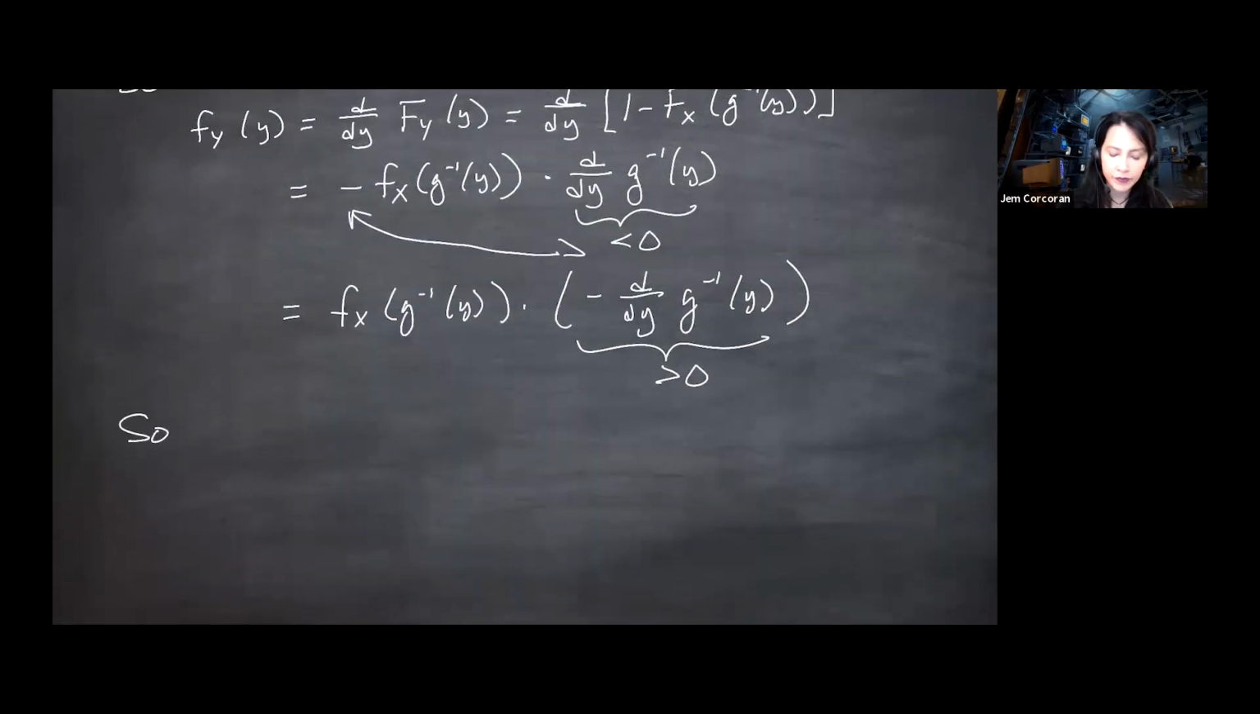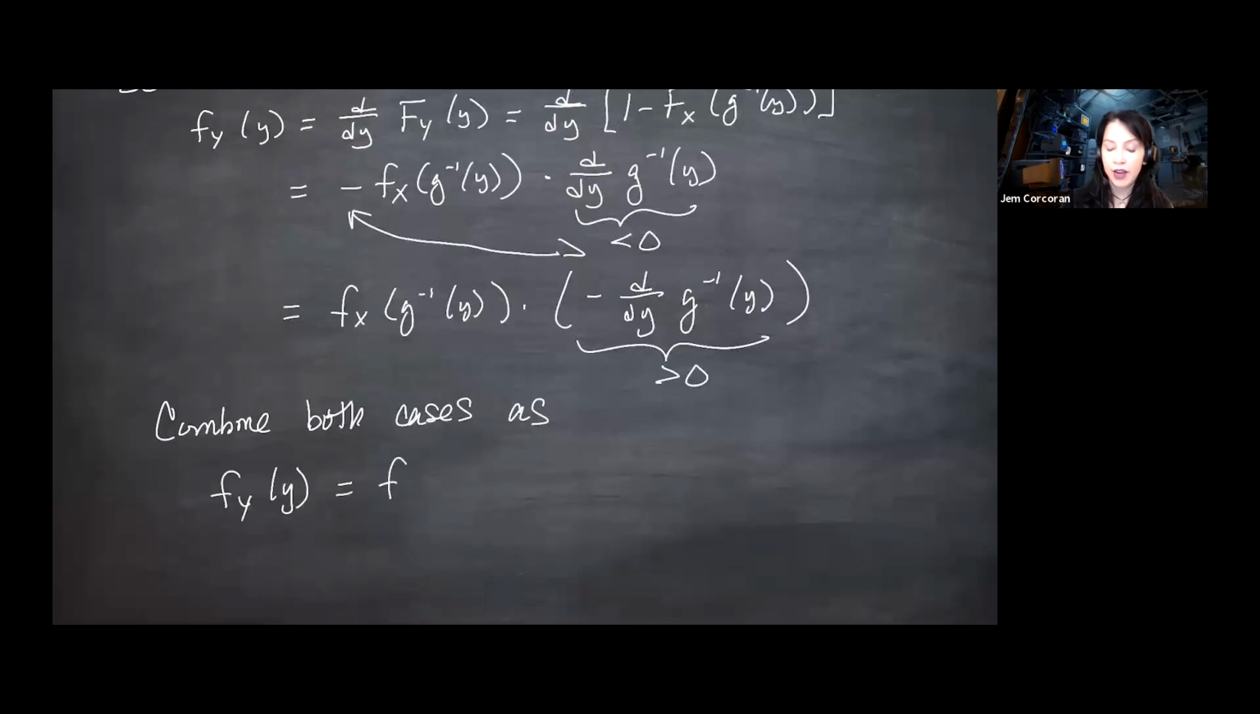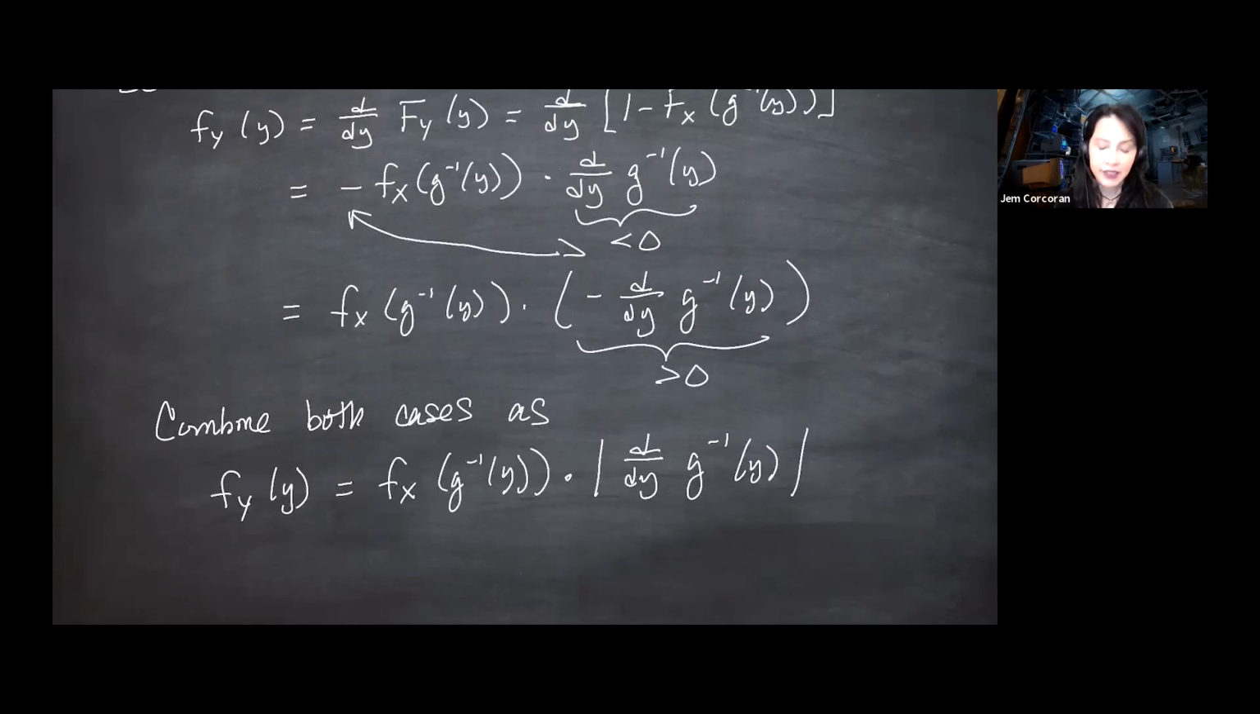I'm just going to write combine both cases. The PDF for Y is the PDF for X with G inverse Y plugged in times the absolute value of the derivative. If g was increasing, then that derivative is positive and the absolute value is meaningless. If g was decreasing, that derivative is negative and the absolute value is going to turn it positive. So there is a formula in a box.